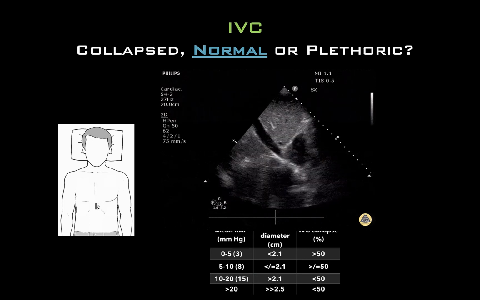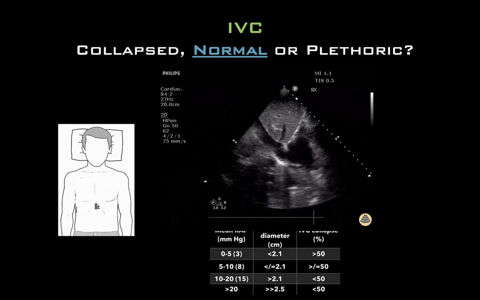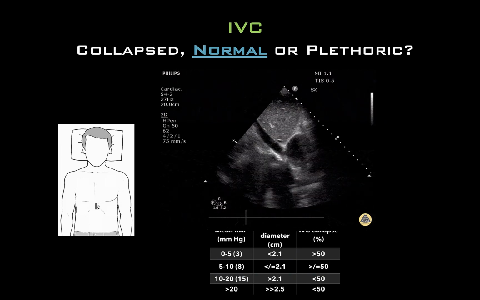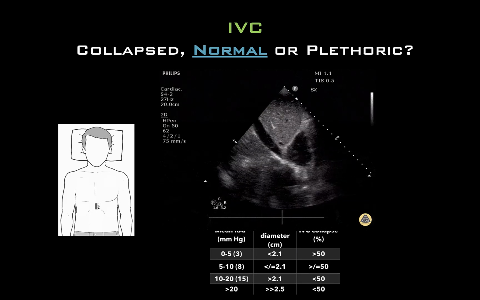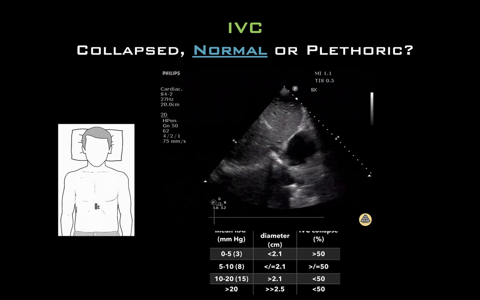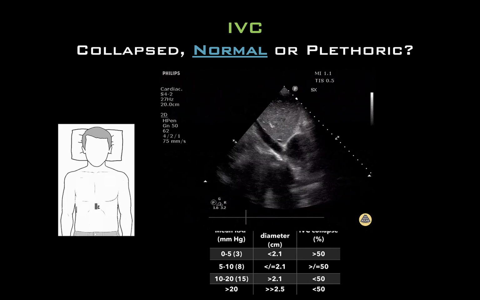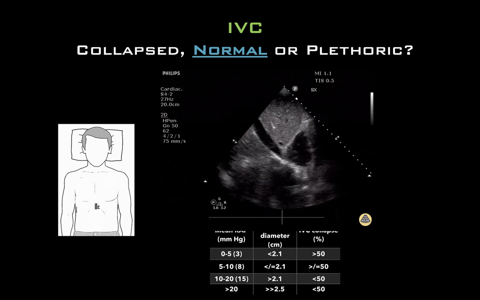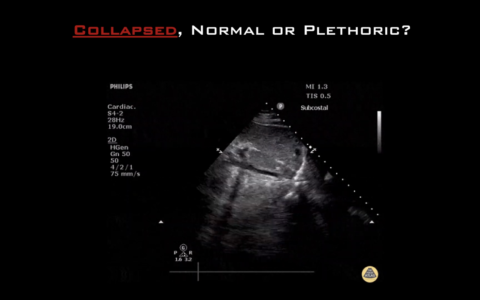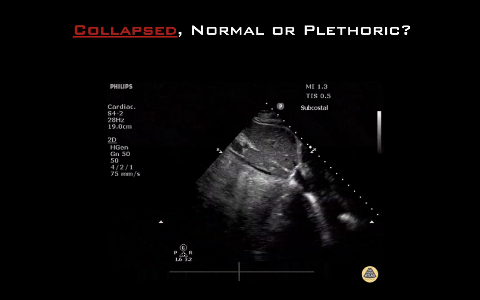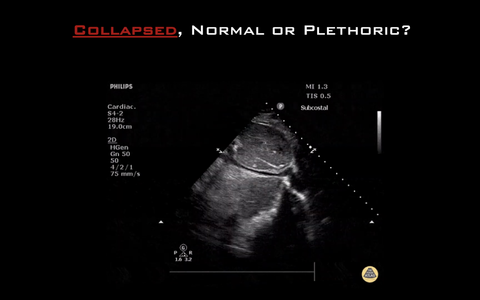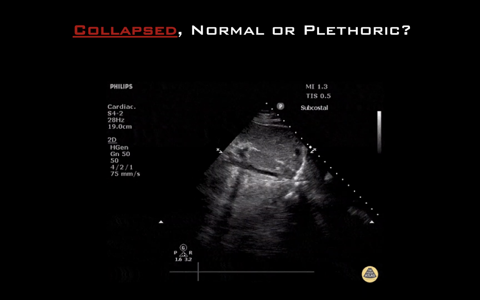A normal IVC has a maximal diameter between 1.5 to 2 centimeters with some respiratory variation, and this is an example of a normal IVC. A collapsed IVC is one that's small, smaller than 1.5 centimeters, that collapses greater than 50% during inspiration. And a plethoric or large IVC is one that is greater than 2.1 centimeters that does not vary much with the respiratory cycle. A collapsed IVC is generally interpreted as preload deficiency that may be consistent with hypovolemic or distributive shock. Combining this view with the finding of a hyperdynamic or an underfilled LV will be helpful in building that case.